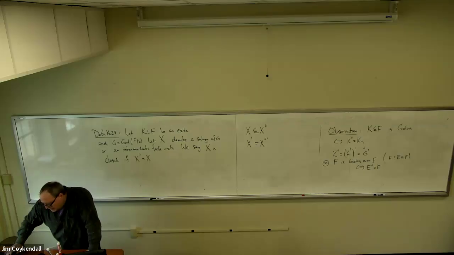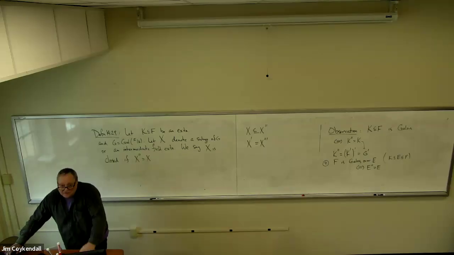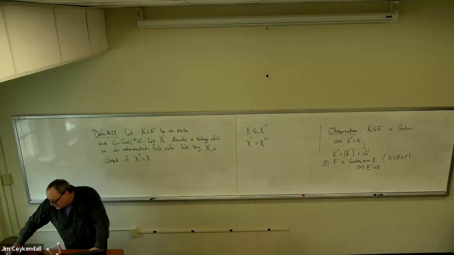From here on out, we're going to show that if F is algebraic and Galois over K, then all the intermediate fields are closed. And additionally, if you turn up the voltage a little bit and assume that F is finite dimensional, then all the subgroups of the Galois group are closed.